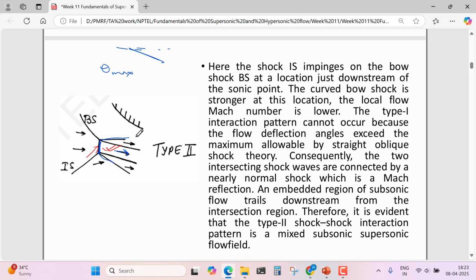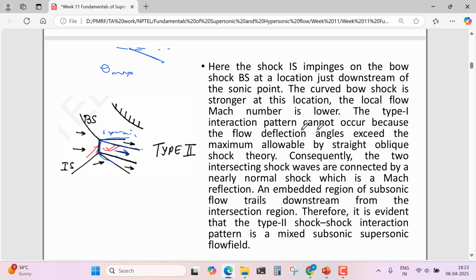But you know that this bow shock is slightly stronger, so here the flow will be supersonic. So it will create a region in which there will be subsonic flow.